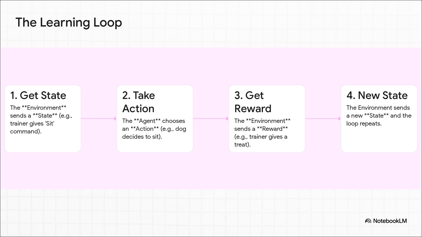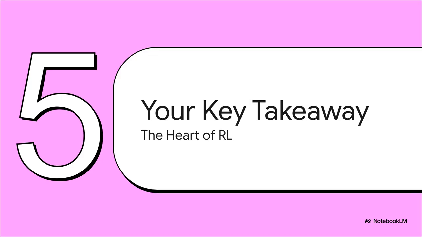This loop just goes on, over and over, thousands, maybe millions of times. And every single time, the agent gets just a tiny bit smarter. So what's the one big idea that makes this whole thing work? I mean, what's the actual principle that gives the agent its motivation, its purpose? It all comes down to one really powerful idea.